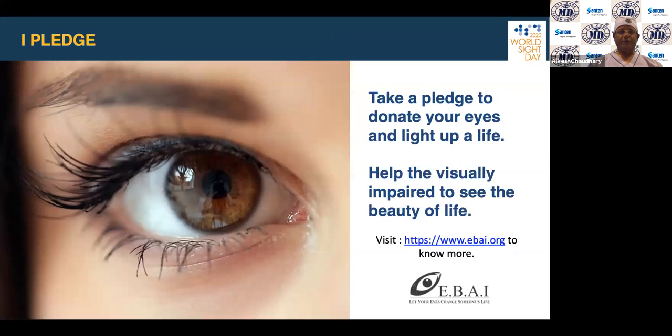Eyes are your most important part, and last but not least, we must take a pledge to donate our eyes and give light to needy people, to help the impaired see the beauty of life. So we pledge to donate our eyes.